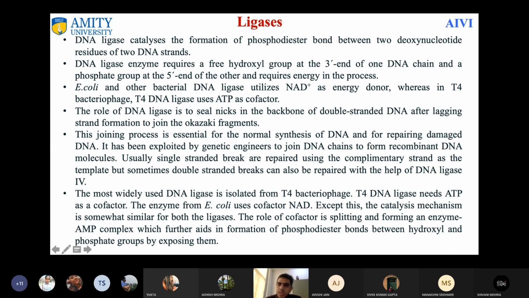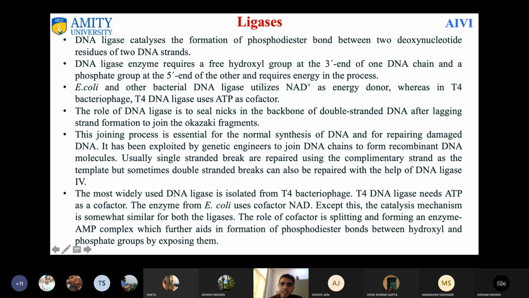What the process is going to be, how they are going to form the phosphodiester bond, we will talk about in the next slide. Okay, so the role of the cofactor is splitting and the formation of the enzyme-AMP complex. So here is one more thing: the AMP complex is there. Enzyme-AMP. From where is the AMP going to come? AMP is going to come from your DNA strand, which for the phosphodiester bond between the hydroxyl and the phosphate group, exposing them.